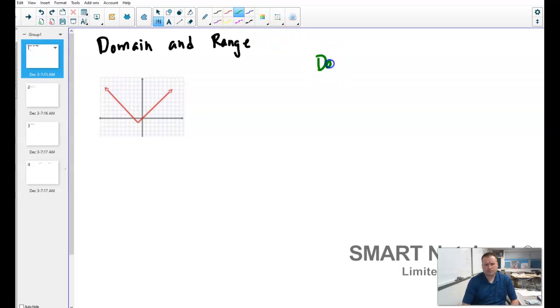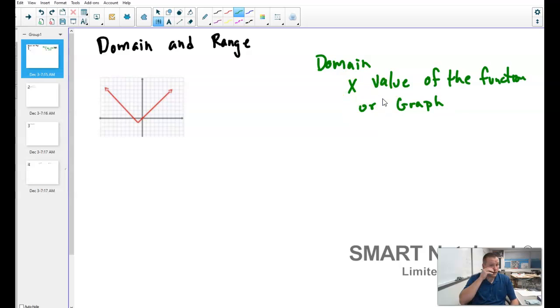So domain is like where our function or where our graph exists in the x direction. So this is dealing with the x values of my function or graph, because not every graph is a function. So we're looking in that x direction.